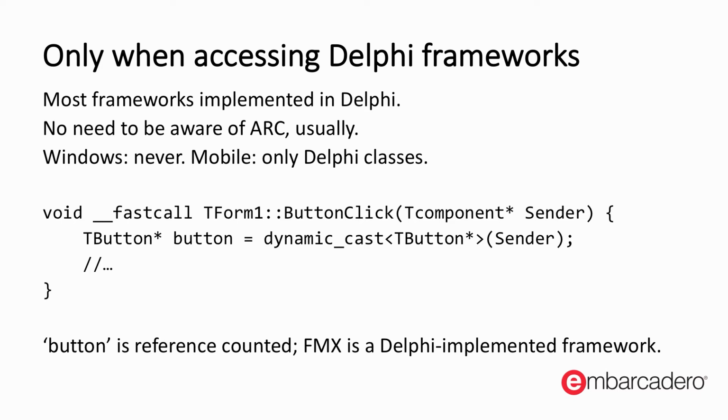It's important to note that this only happens with Delphi classes used by C++ on mobile. It does not happen on Windows, and even on mobile it does not happen for C++ classes, only Delphi ones. In other words, you don't need to worry about it, but be aware of it when you access items from a Delphi framework. For example, in an FMX event like a button click, here TButton pointer button equals dynamic_cast TButton pointer sender, the button variable will be reference counted.